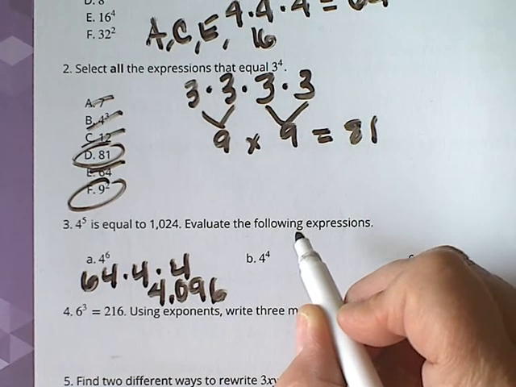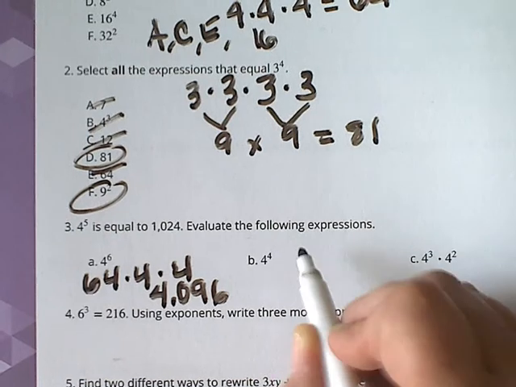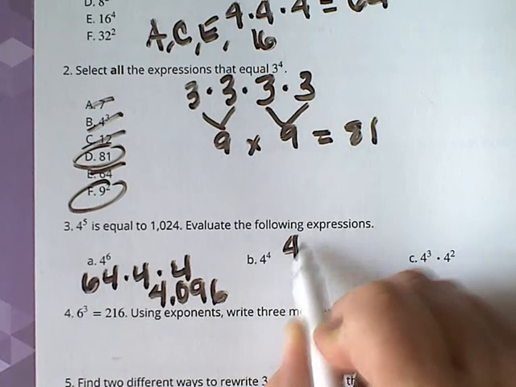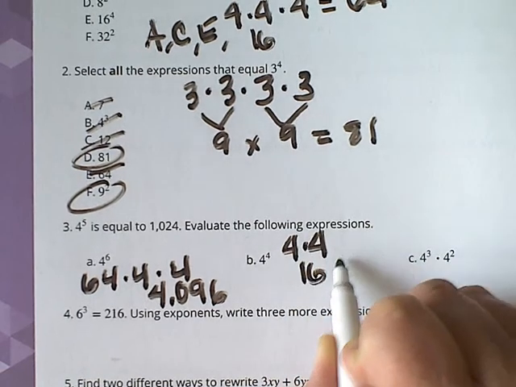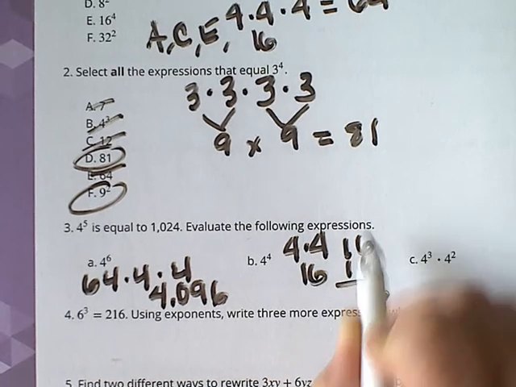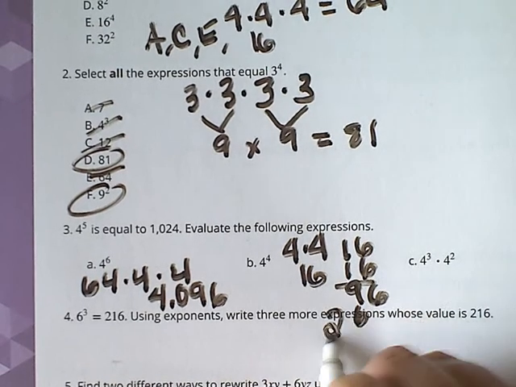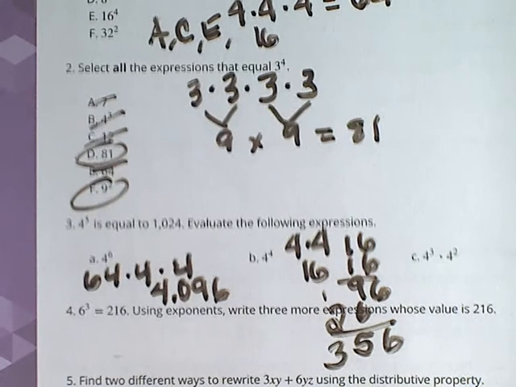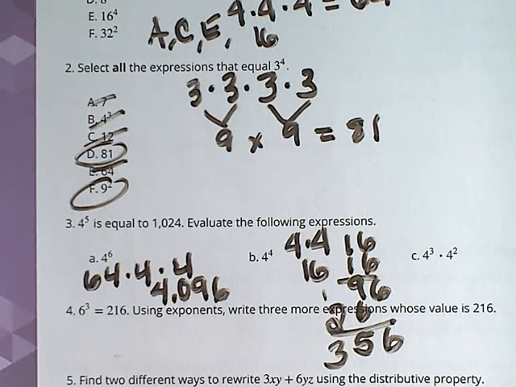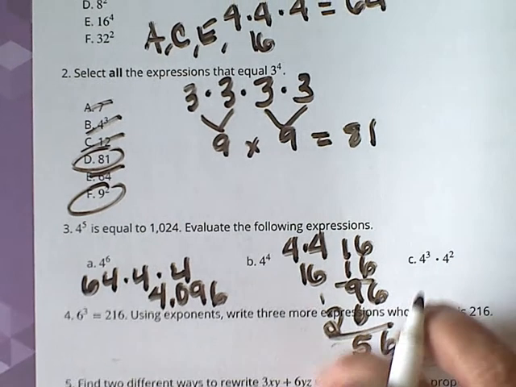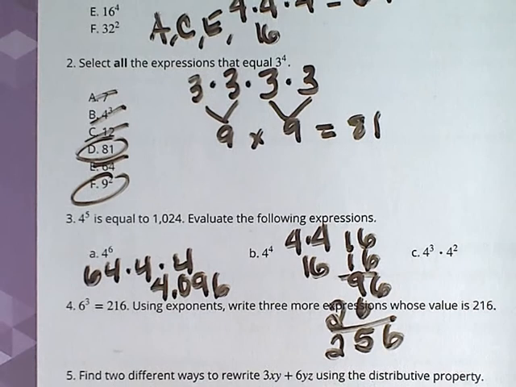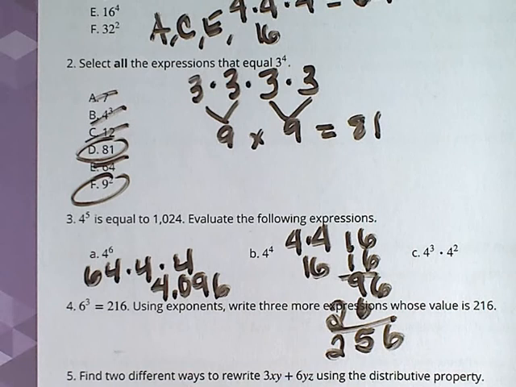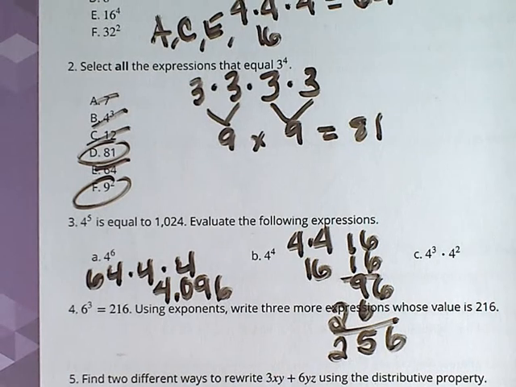4 to the fourth is, we said 4 times 4 is 16, and 4 times 4 is another 16, and 16 times 16 is 256. I'm sorry, 256. That was a line there that I didn't see. 256. And then for C, we have 4 to the third and 4 squared, which is 4 to the fifth, which we know is 1024.